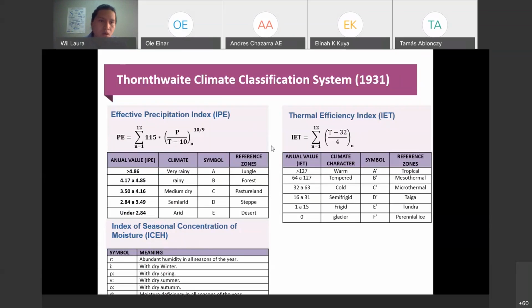Once we get these values, the methodology categorizes them into a variety of ranges. For example, effective precipitation goes from very rainy to arid. Thermal efficiency goes from warm to glacial. And the index of seasonal concentration of moisture can vary from abundant humidity in all seasons of the year to moisture deficient in all seasons of the year.